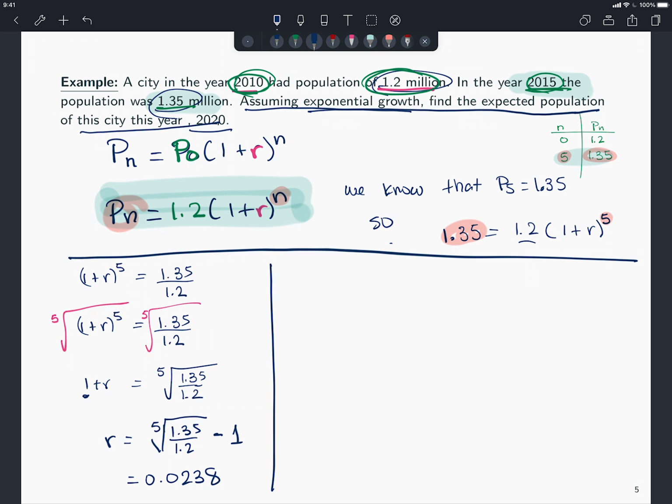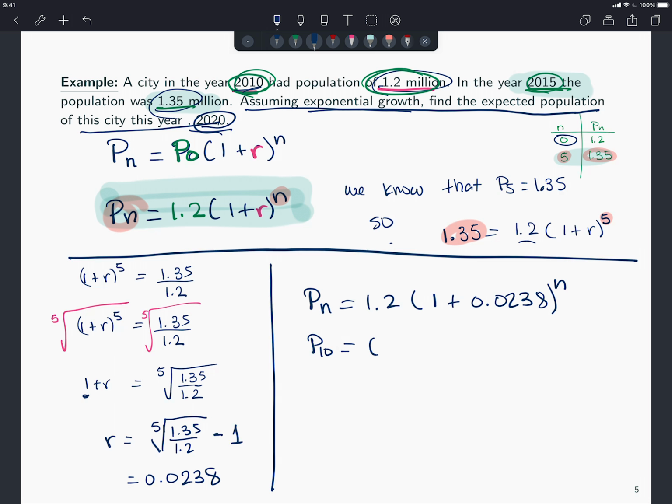So now I know my formula, or my function: Pn is 1.2 times 1 plus 0.0238. Of course, I can write that as 1.0238 to the power of n. And they're asking us to find it in the year 2020. My year 0 was 2010. That's what I used. So that means that I need to find this when n is 10. So my final answer is going to be, what is it when P10?